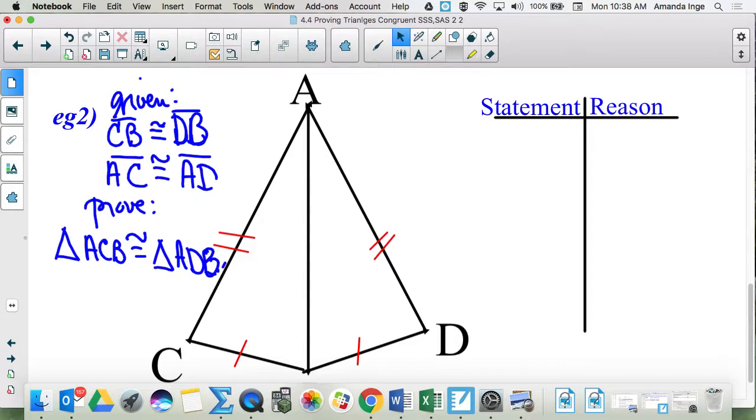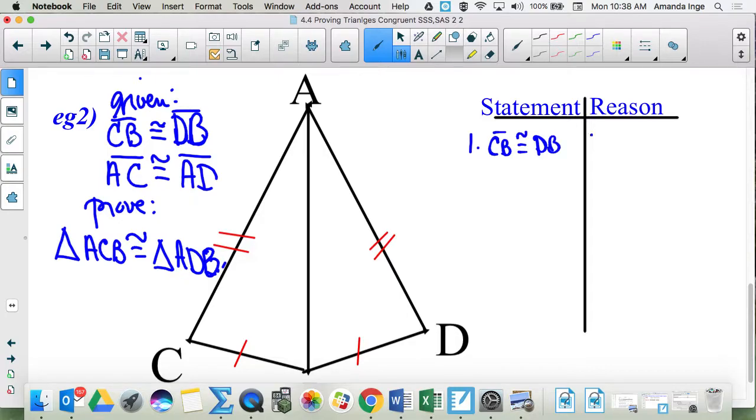Y'all have the picture on your paper? Notice the two triangles are stuck together. Oftentimes when they're stuck together, the reflexive property is going to be part of your answer. Is that clear? Okay, so the first thing we have is we're given CB is congruent to DB. Well, that's easy. It's given. We're also given that AC is congruent to AD. That's given.